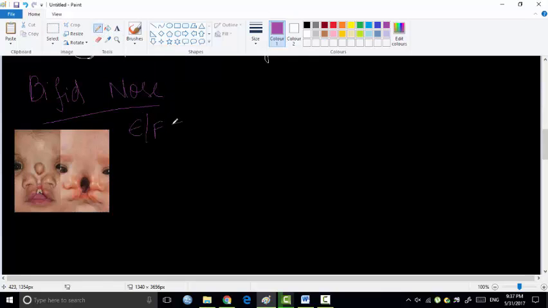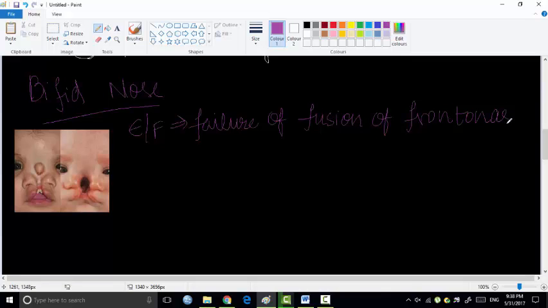The etiological factors of bifid nose include failure of fusion. As I said in my previous class, there are two processes, the medial and lateral nasal processes, which fuse to form the present nose. So whenever there is failure of fusion of the frontonasal processes, this leads to bifid nose, right? So these are the two examples of the bifid nose. What are the clinical features?